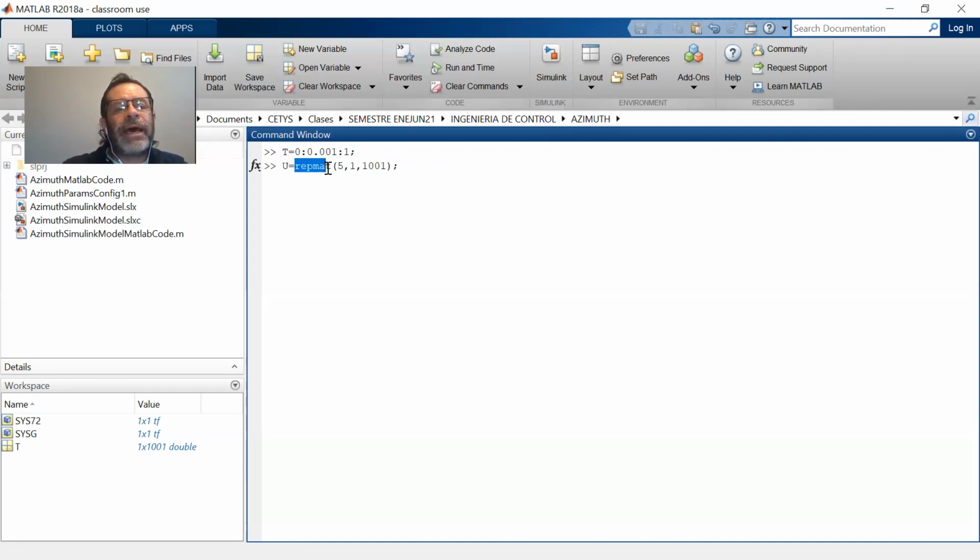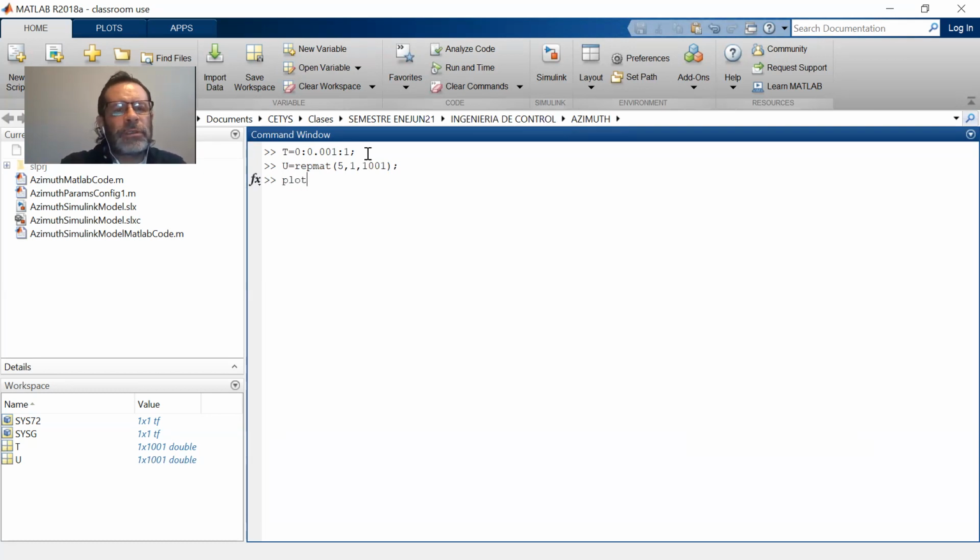What does the function repmat, this one here in MATLAB, do? The function repmat is going to fill in a matrix of n times m with the value that I wanted to fill up. So in this case, I'm saying that I want a vector u that's going to be filled up with 5s because it's a constant. It's going to have 1 row and 1001 columns to be congruent with the vector t. I'm not making an echo on the screen because it's going to show all of the values.